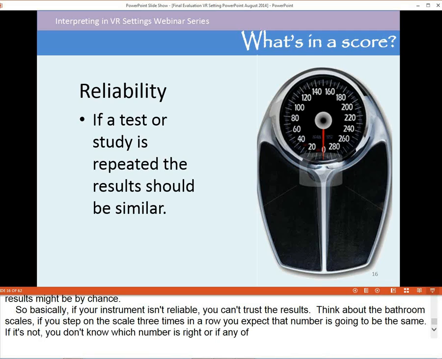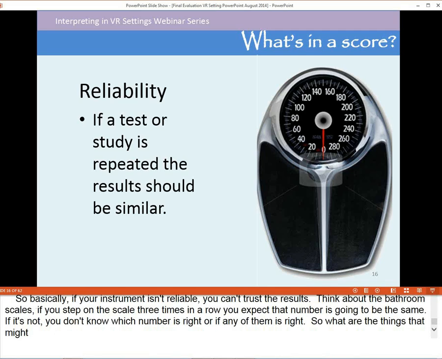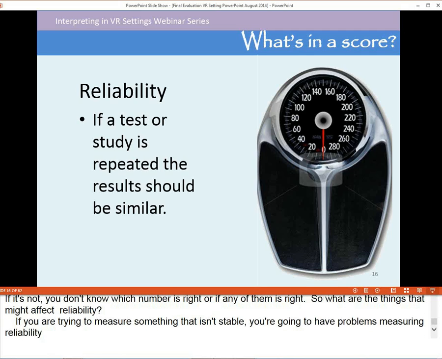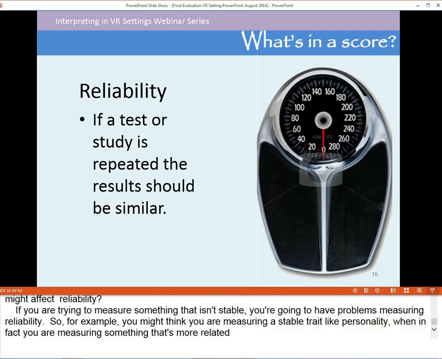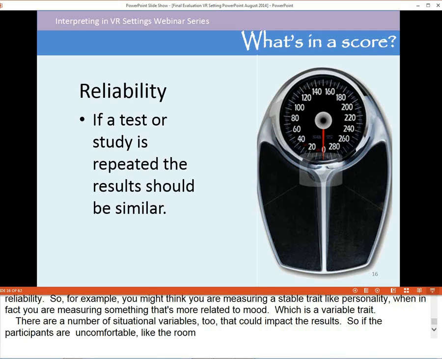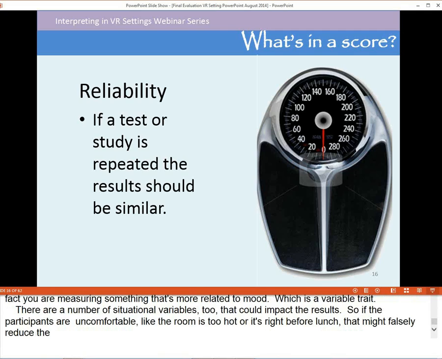So what are the things that might affect reliability? If you're trying to measure something that isn't stable, you're going to have problems measuring reliability. So for example, you might think you're measuring a stable trait like personality, when in fact you're measuring something that's more related to mood, which is a variable trait. There are a number of situational variables too that could impact the results. So if the participants are uncomfortable, like the room is too hot or it's right before lunch, that might falsely reduce the scores or increase the scores depending on what you're testing. Next slide.